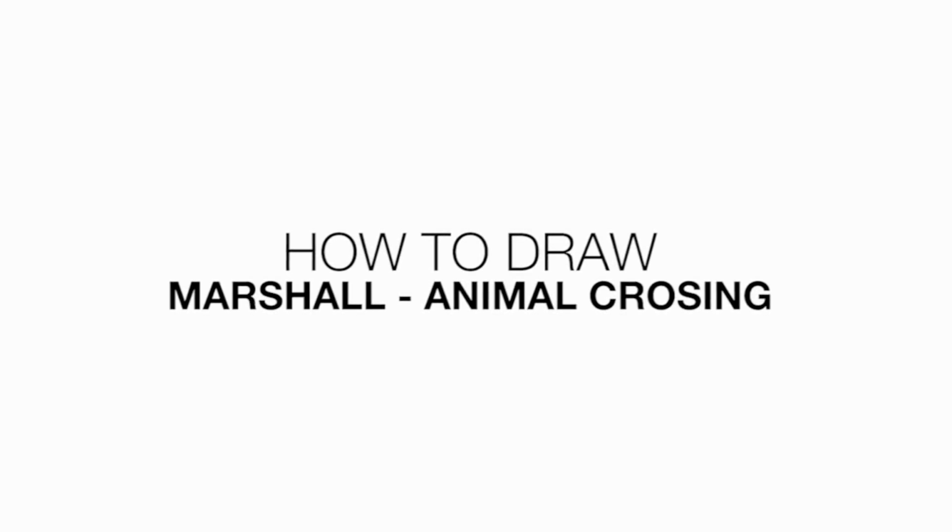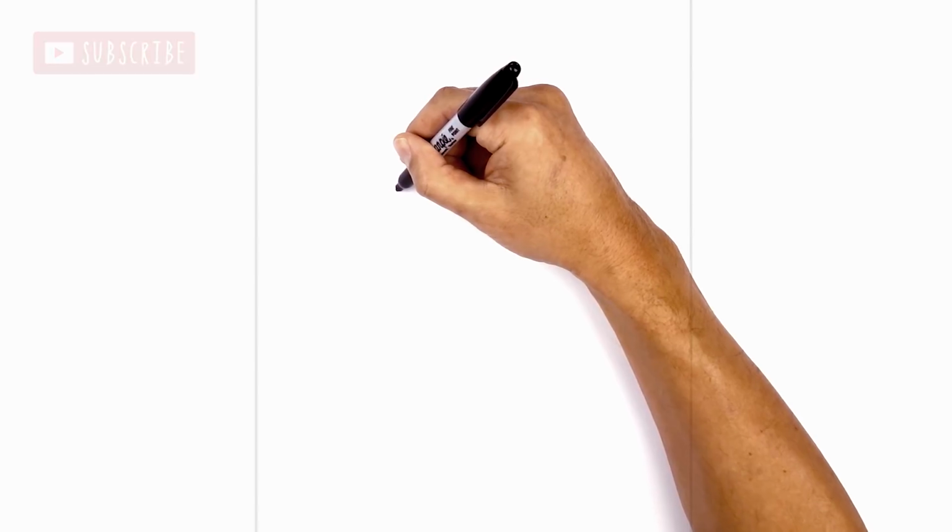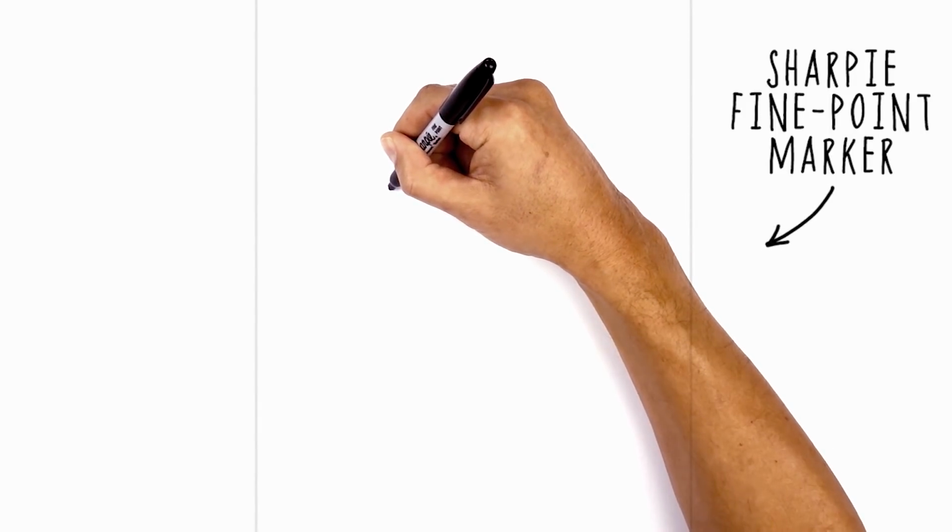Today I'll be showing you how to draw Marshall from Animal Crossing. Let's start in the center of our page with the eye. So I'm going to start on the left side with the upper eyelid. So we're going to start on the outside, we're going to curve in and then pull it down.